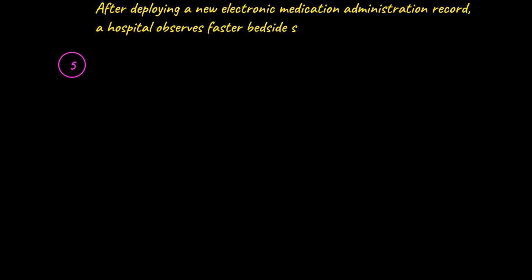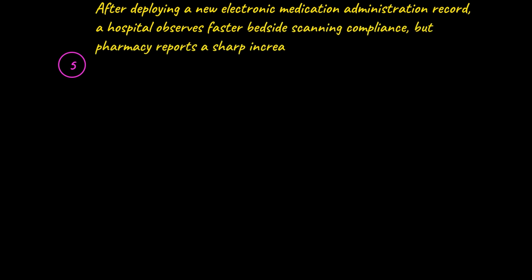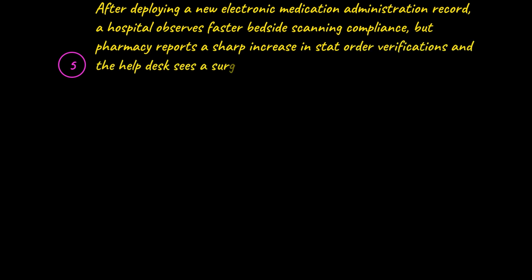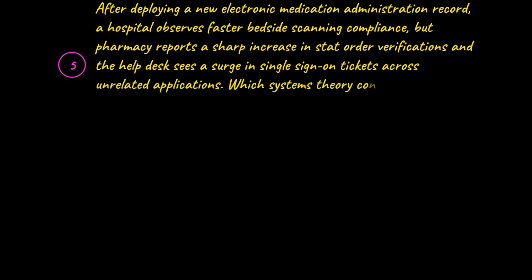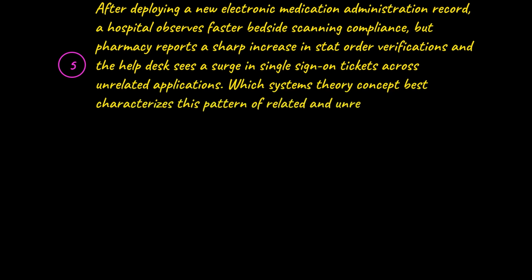Question 5. After deploying a new electronic medication administration record, a hospital observes faster bedside scanning compliance. But pharmacy reports a sharp increase in stat order verifications, and the help desk sees a surge in single sign-on tickets across unrelated applications. Which systems theory concept best characterizes this pattern of related and unrelated downstream effects?